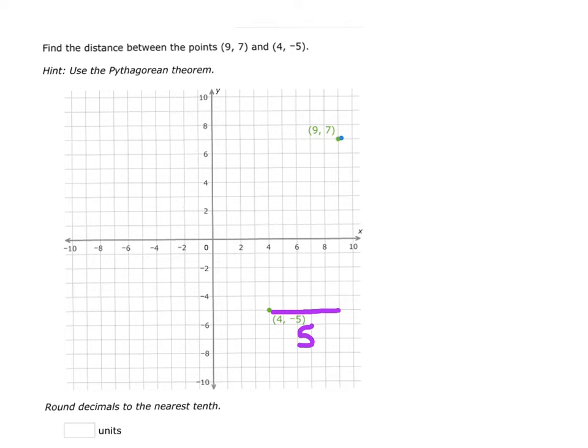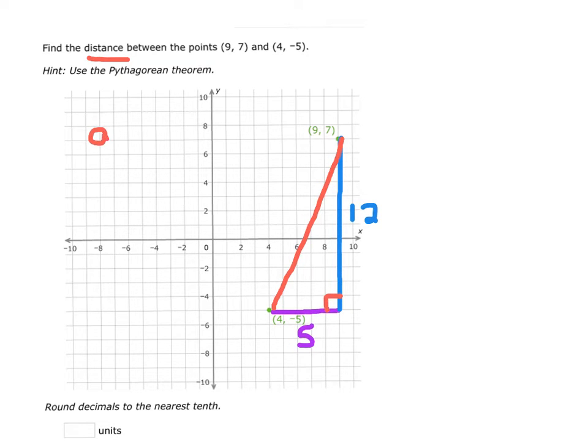Now let's look for our changes in our y's, our vertical distance. So we're going from -5 to 7. That's a difference of 12. And so our goal here is to find the distance between those two ordered pairs. And as we know, the shortest distance between any 2 points is a straight line. So as you can tell, we've created a right triangle.